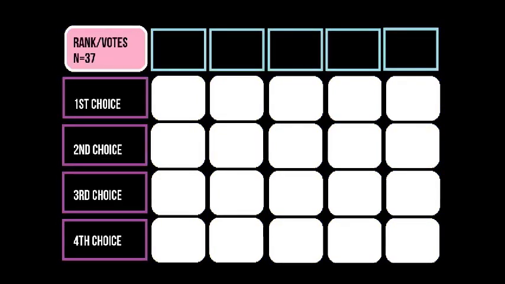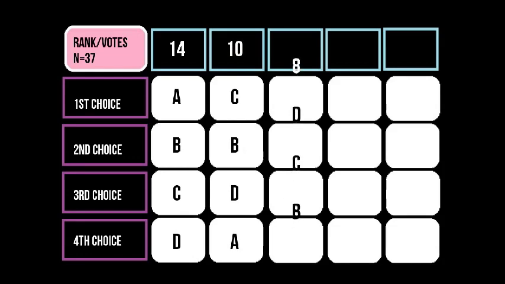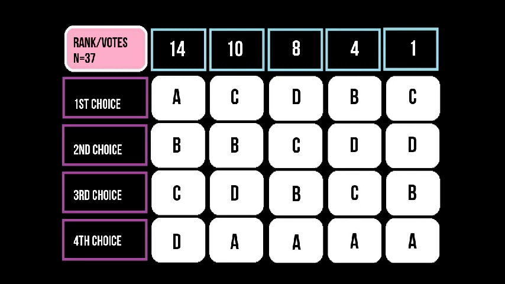From the 37 voters, 14 people ranked their preferred candidates as A, B, C, D, while 10 people ranked their candidates as C, B, D, A, 8 ranked theirs as D, C, B, A, and so on. The top row being their first choice.